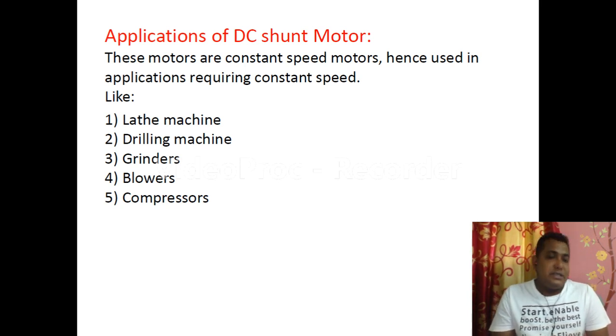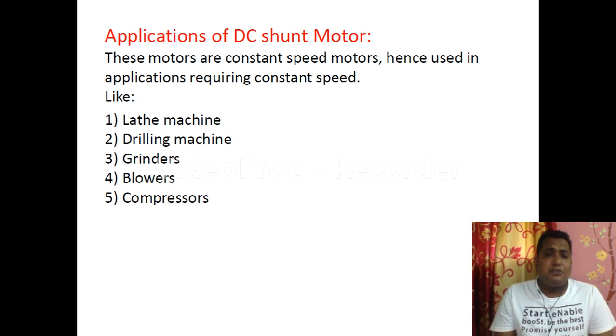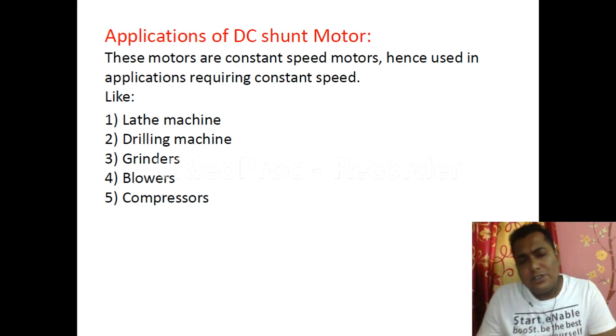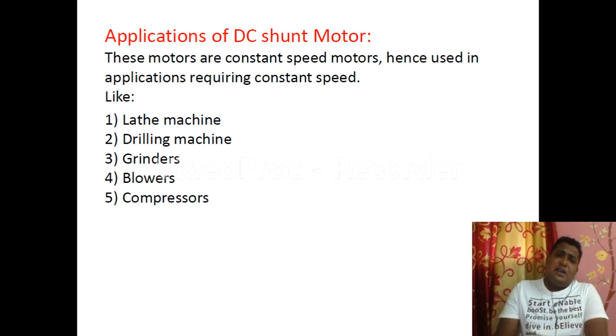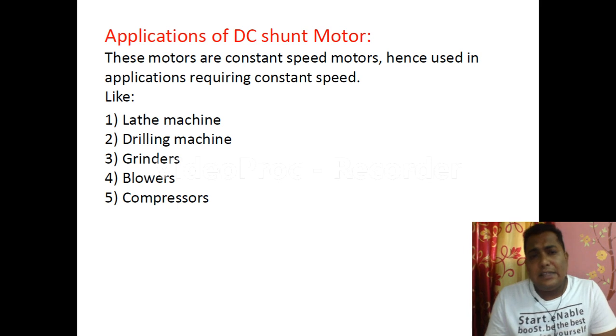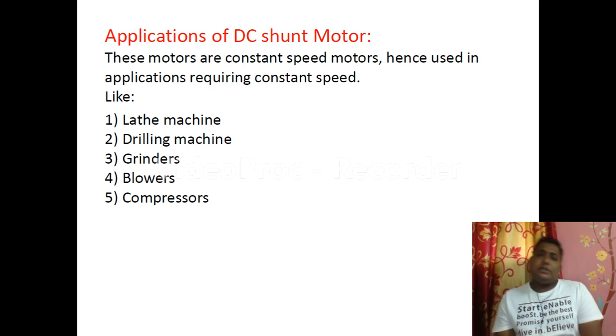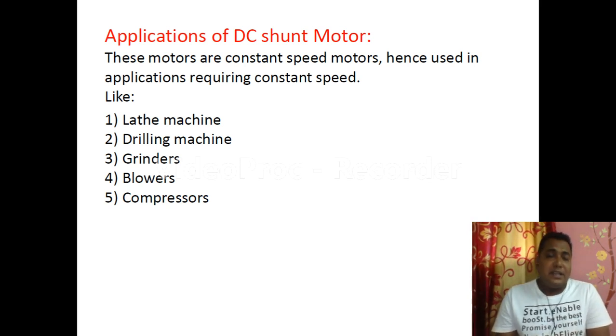For example, a lathe machine runs at constant speed. A drilling machine, yes, it runs at a constant speed. Grinders, correct. Blowers, compressors. All of these are constant speed rotating machines. As you can understand from their properties, that's why it is used where we need a constant speed.